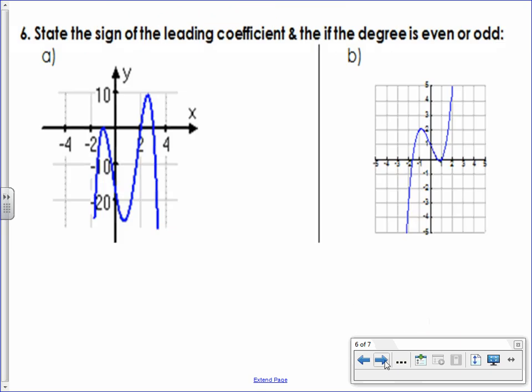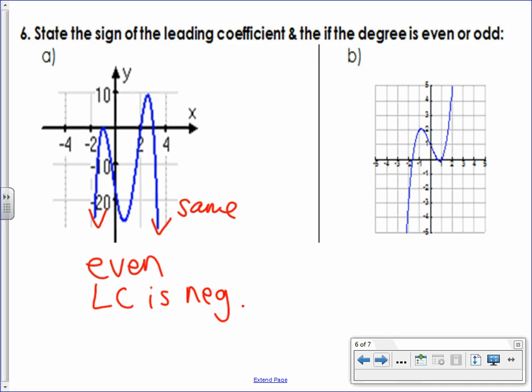Okay, number 6, state the sign of the leading coefficient and the degree if the degree is even or odd. Well, look right here. Going down, going down. Same direction. So I know it's got to be even. And if they're both pointing down, then the sign of the leading coefficient is negative. So I know it's even because both arrows are pointing in the same direction.